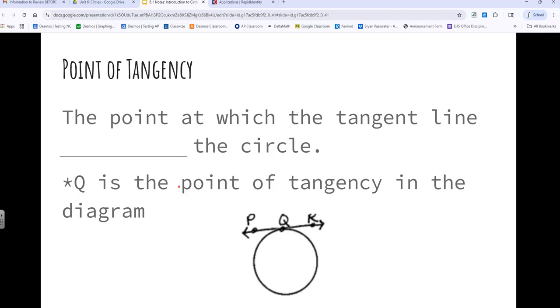All right. The point of tangency is the point at which the tangent line intersects the circle. So, for example here, point Q is the point of tangency in the diagram. If you remember what a tangent is, point of tangency should be pretty easy to remember.